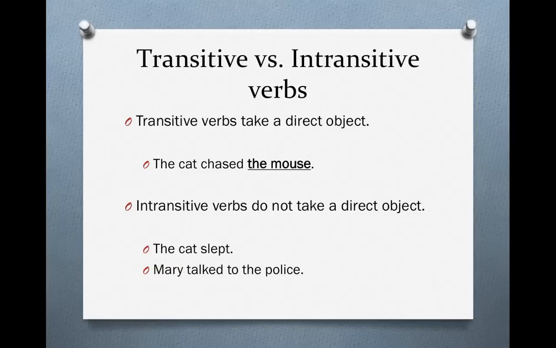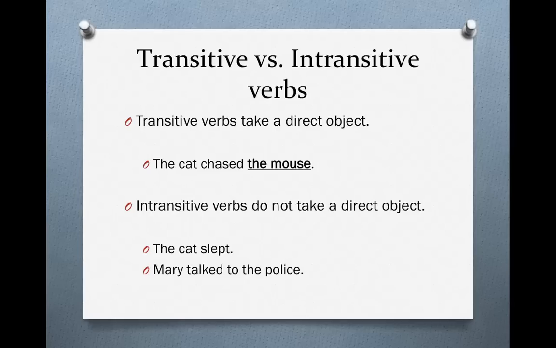Intransitive verbs, on the other hand, do not take a direct object. For instance, the cat slept. You cannot put a noun after the verb sleep. It's not possible. You can put an adverb after the verb sleep. The cat slept quietly. The cat slept peacefully. But you can't say the cat slept his owner. The cat slept the couch. You can't put a noun after the verb sleep.